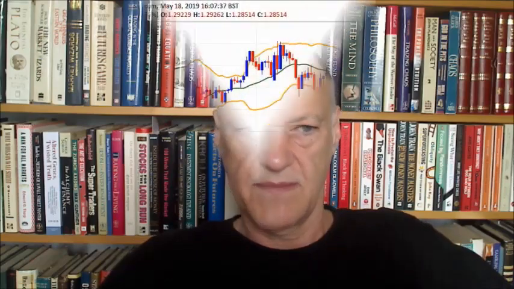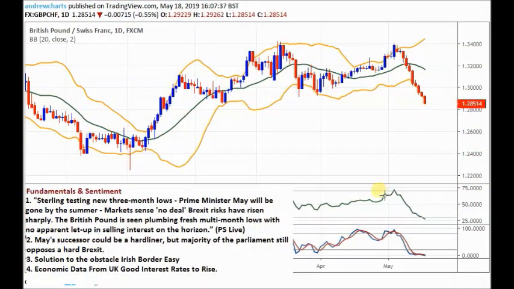Right, we're going to take a look at the charts. We're going to start with GBP CHF first. Right, GBP CHF chart and draw levels in a moment, but in terms of fundamentals and sentiment, obviously that's what's driving the pound. And let's have a look at the market view of sterling, which is neatly summed up in terms of point number one, which is a quote. It says, sterling testing new 3-month lows. Prime Minister May will be gone by the summer. Market sense no deal Brexit risks have risen sharply. The British pound is seen plunging to fresh multi-month lows with no apparent let up in selling interest on the horizon. That's from Pound Sterling Live.